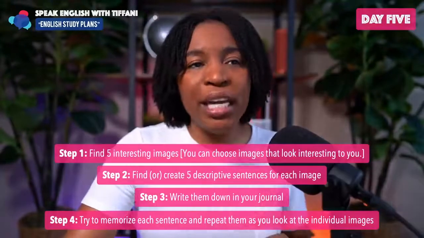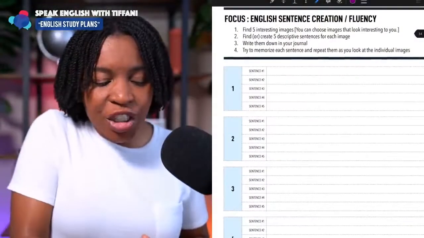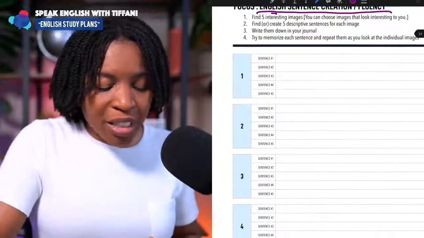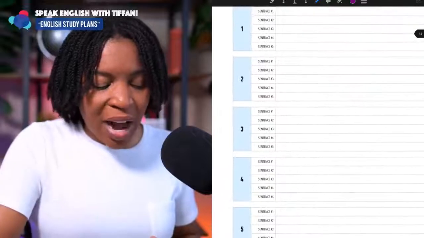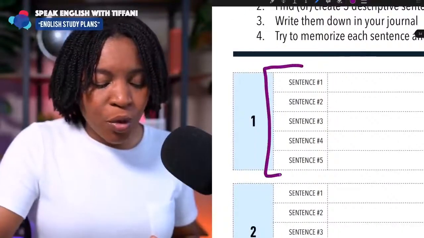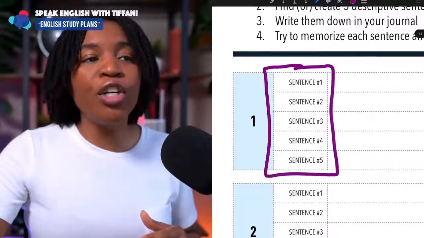Now, let me show you again what it looks like inside of my journal. So right here, I have, again, English sentence creation and fluency. But notice how I've broken it down. I'm picking 5 images, and then right here, writing 5 descriptive sentences in my journal. And I want you to do the exact same thing. So day number 5 is starting to create sentences. You're starting to put into practice what you've been learning.